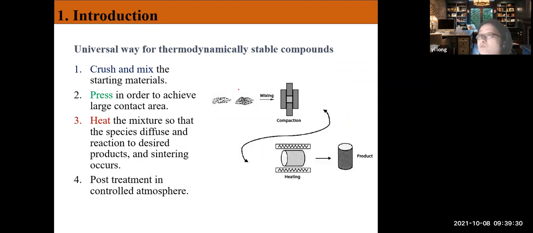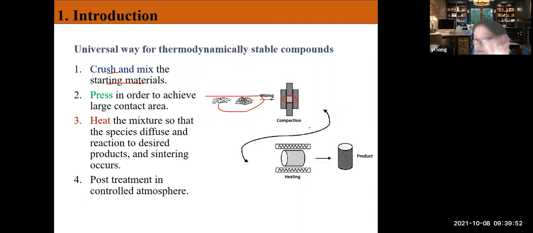Now we move to the universal way of making thermodynamically stable compounds. So how can we produce a ceramic? This is a very universal way. Basically, just use the analogy of baking a cake. What you do is crush and mix the starting powders, just like you mix flour. Then you press to get a certain shape, just like making a cake, then you get a cake, right?